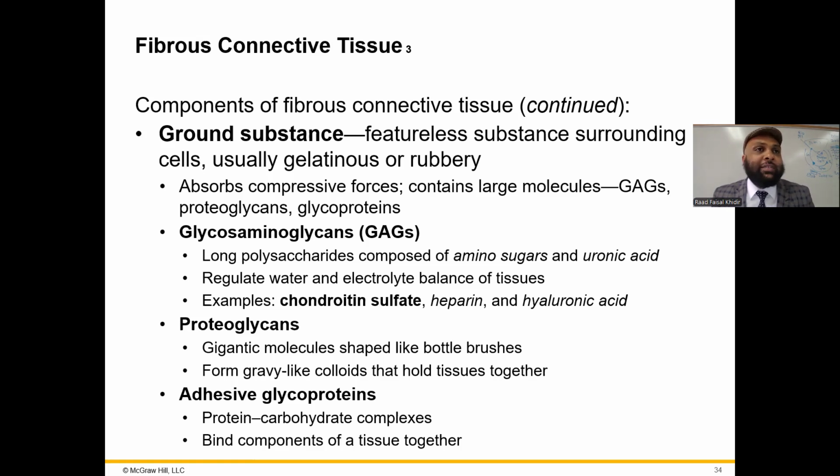Adhesive glycoproteins. These are protein carbohydrate complexes, and they bind the components of a tissue together.